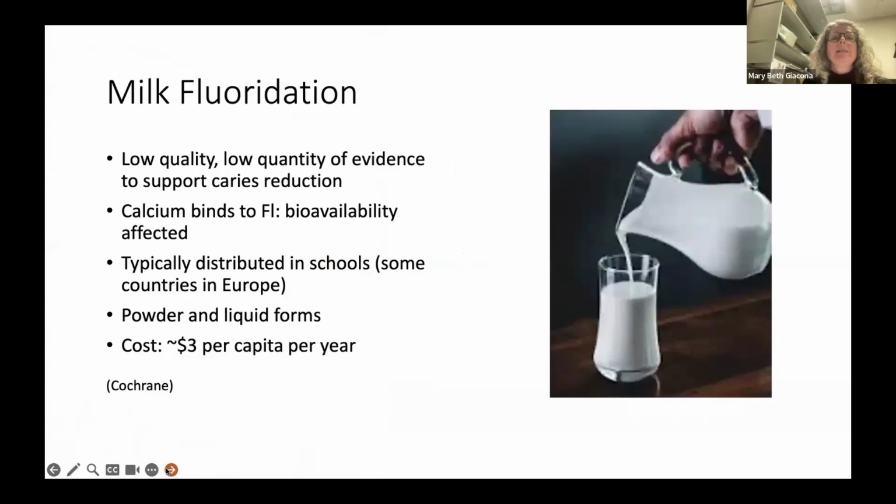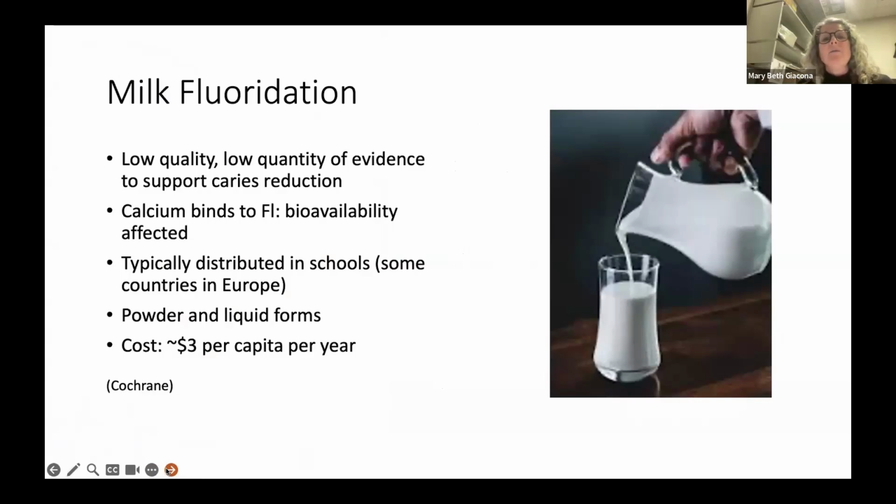So milk fluoridation is done in a few places, mostly in Europe. Unfortunately, milk fluoridation does not have a lot of evidence to support that it really is effective in reducing tooth decay. Probably part of that is because fluoride binds to calcium. That's how fluoride ends up in your teeth and in your bones, because it has an affinity to calcium.